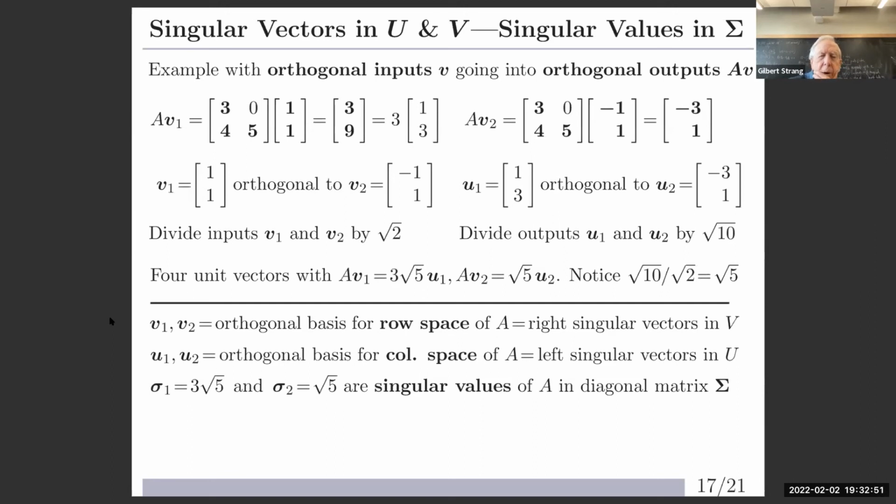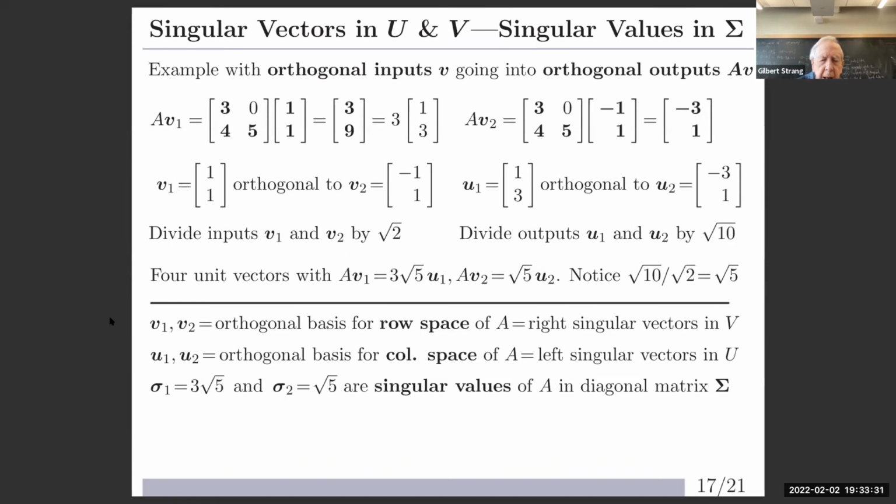So the great theorem is that for every matrix, you can find U's and V's. The V's are orthogonal to each other. The U's are orthogonal to each other. And AV is equal to the constant sigma, the singular value, times U. AV equals sigma U. That's the equation we're looking for. That's the equation that takes the place of AX equals lambda X.